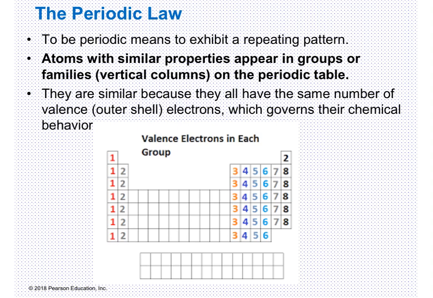The primary reason that elements in the same group or family have similar properties is because they have the same number of valence electrons, or electrons in their outermost or highest energy level shell. And it is these valence electrons that undergo chemical reactions, and so that's really what determines primarily the reactivity of elements.